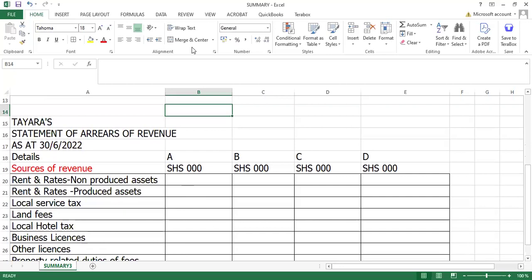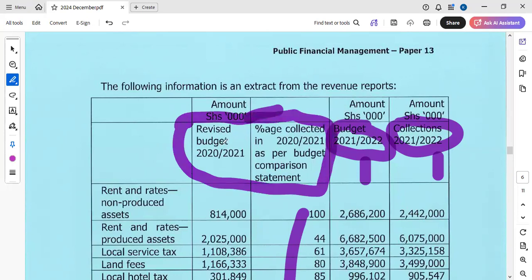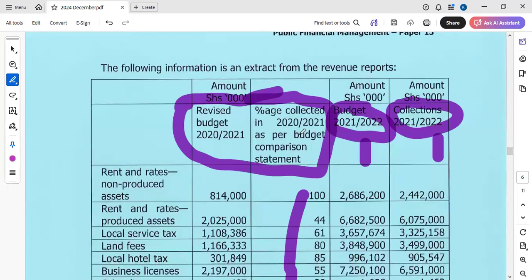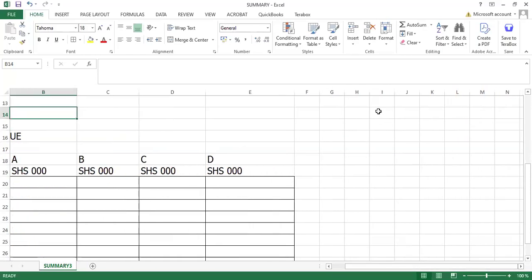Now, when you look at our previous period, it means that you are going to base on this information. This is the revised budget of the previous year, and you are given what is not collected in terms of the percentage. So we can do the working. I am going to do the working here. To help me to determine A, I needed to determine what? I needed to determine A.